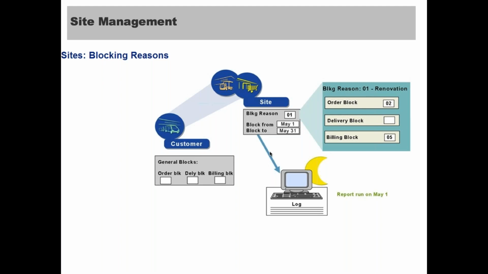Accordingly, if an order block is set, that site will never be able to place any stock transfer orders or purchase orders. If it is a delivery block, it will not be able to process any deliveries. Whereas if it is a billing block, it will not be able to bill any customer, meaning it cannot sell anything. Clear?